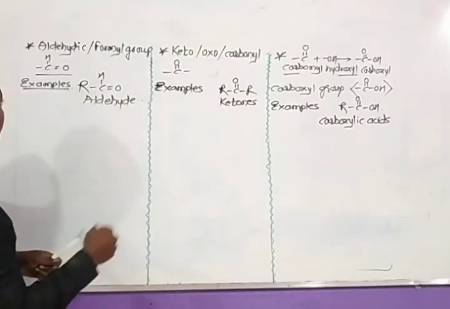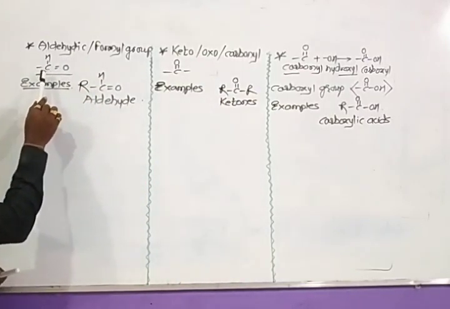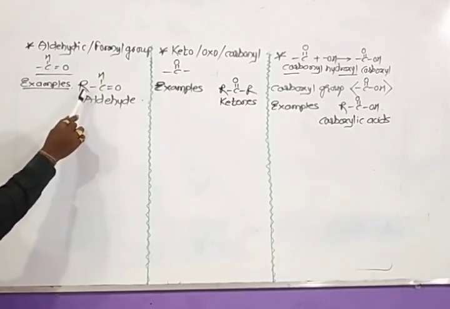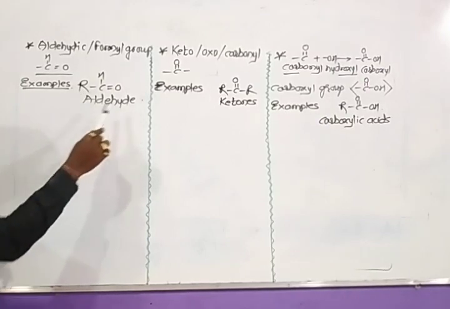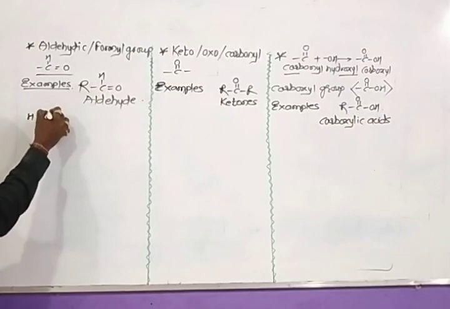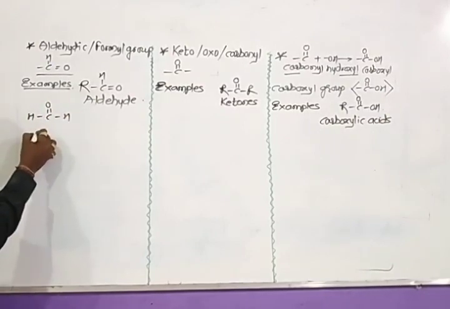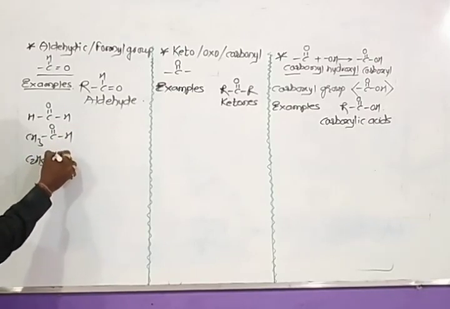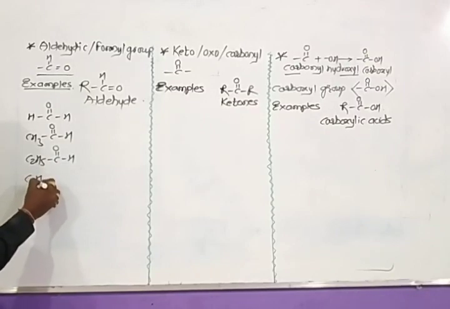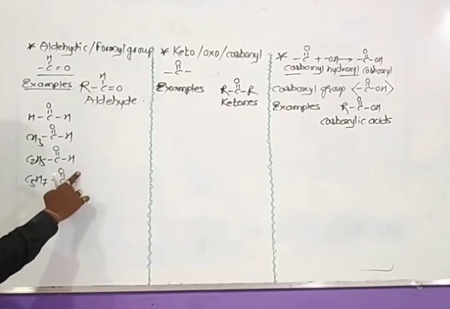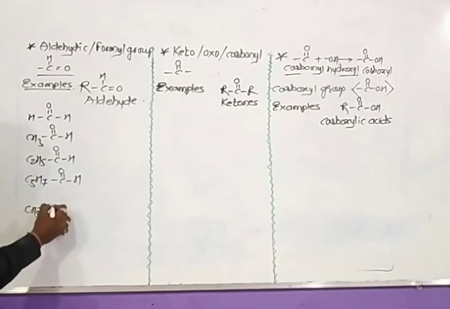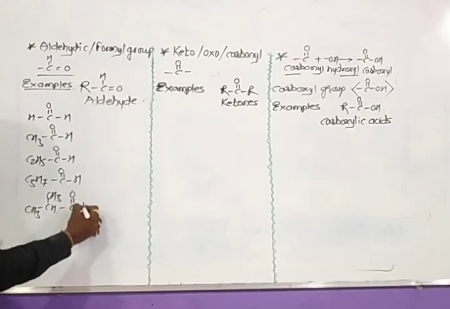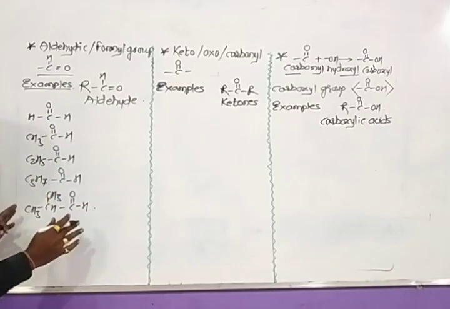Now, consider this is the aldehyde or formyl group. When this aldehyde or formyl group is attached to an alkyl group, we get the corresponding aldehyde. For hydrogen, we also get an aldehyde. For methyl group, it is again an aldehyde. For ethyl group, it is again an aldehyde. For N-propyl group, it is again an aldehyde. For isopropyl group, it is also an aldehyde. In this fashion, different aldehydes can be presented.